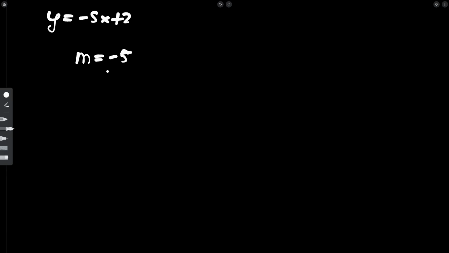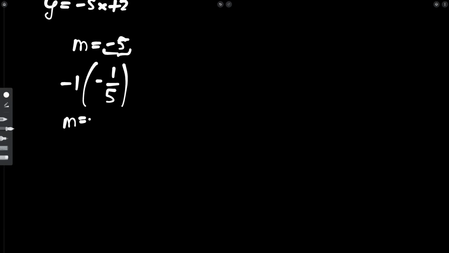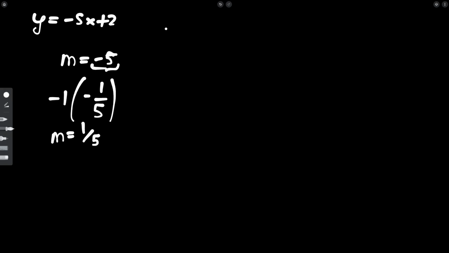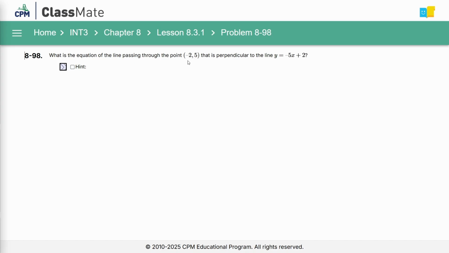To find the slope of the line that is perpendicular to this one, we have to do two things. We have to take the reciprocal of this and then multiply it by -1. So we take the reciprocal and then multiply it by -1. So in this case, our new m is going to equal 1/5. Now we have y equals 1/5 x, and now we need to find a value for b.